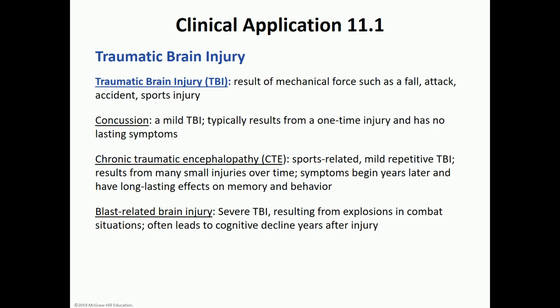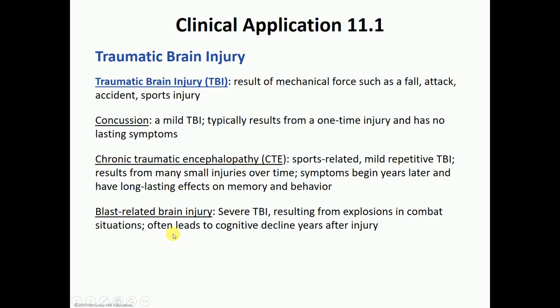We also have CTE, that is chronic traumatic encephalopathy, and that is usually sports-related, especially if they're mild repetitive TBIs, where, for example, like in boxing, these result from multiple small injuries that happen over time. The symptoms usually begin years later. So you have these athletes that maybe are into boxing and then they get multiple mild concussions. When they stop playing, maybe 20, 30, 40 years later, that's when they start experiencing symptoms, and they would have long effects on memory and on behavior.